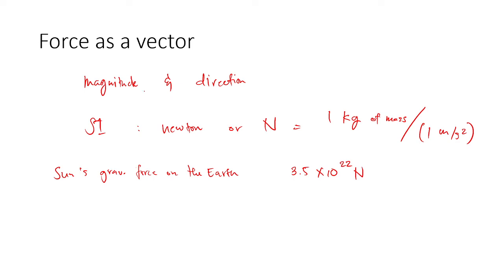So, mali ito. So, it should be kilogram meter per second square. Yan yung ating Newton. So, ibig sabihin lang niyan, ang gravitational force ng Sun sa Earth ay 3.5 times 10 raised to 22 kilogram meters per second square. So, yan yung ating sun's gravitational pull.